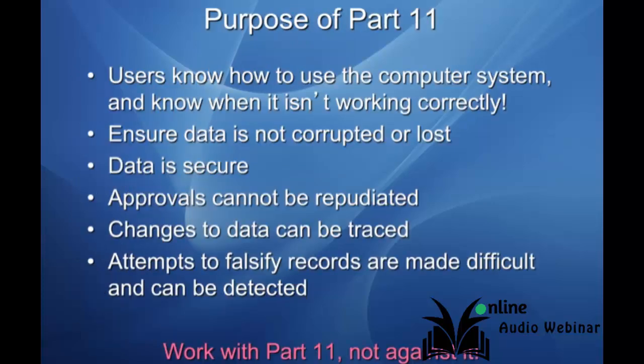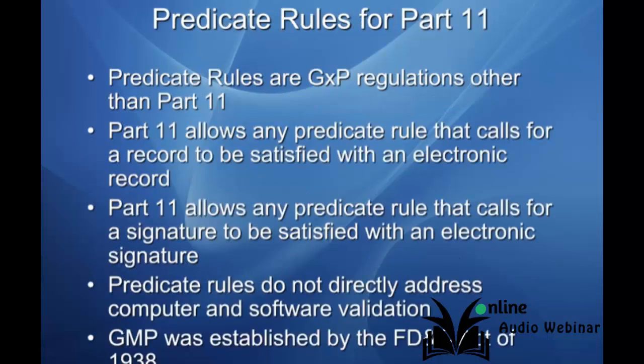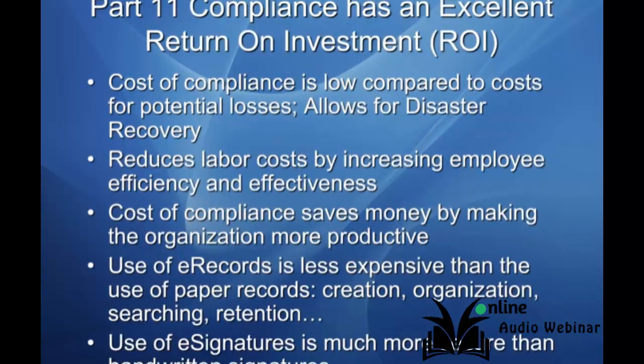Let's talk about the purpose of Part 11. Why do we have this little two-page law? Well, this two-page law is the first law that says, hey, users, you need to know when the computer system is working right or wrong. Part 11 only applies to predicate rules. Well, what are predicate rules? Predicate rules are all the GxP regulations. Part 11 has this tremendously positive return on investment.